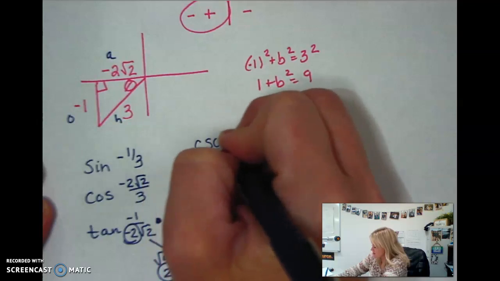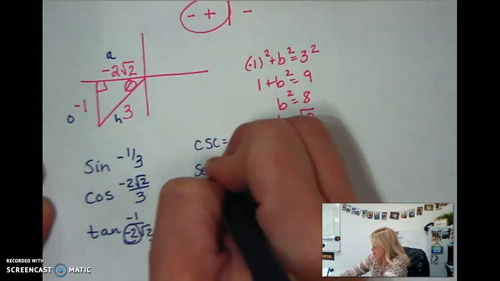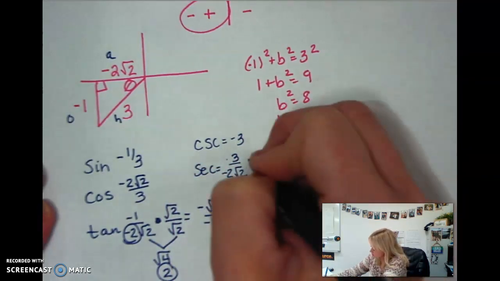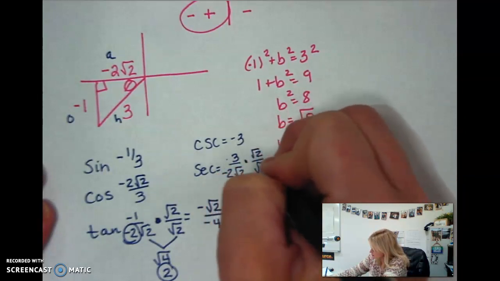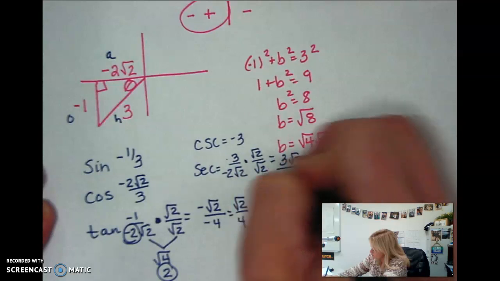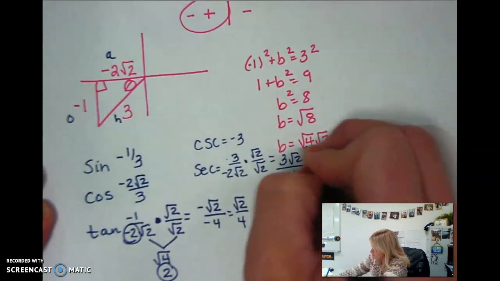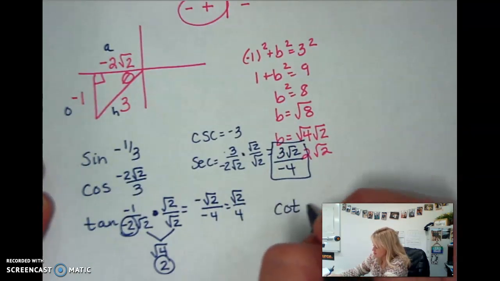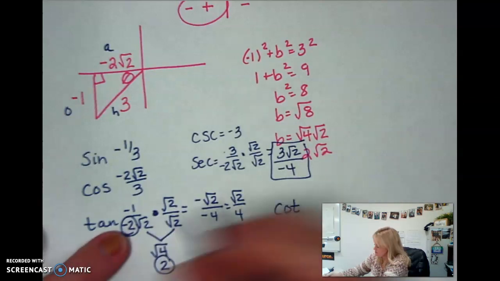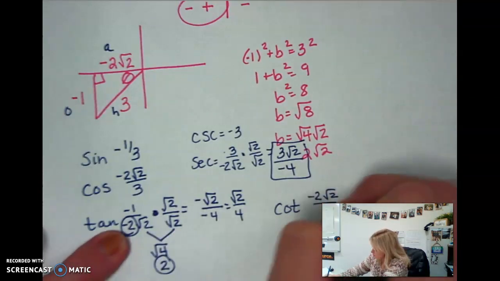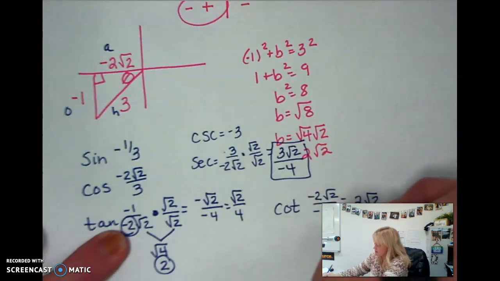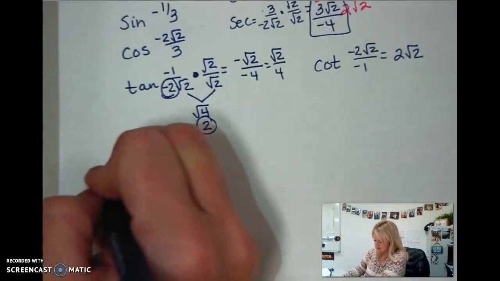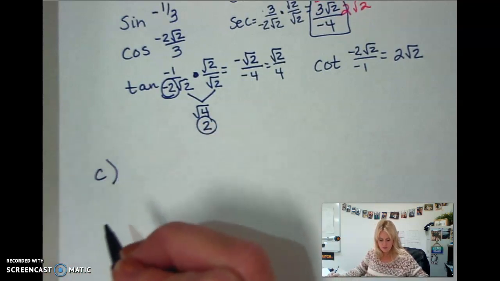The cosecant is negative 3. The secant is 3 over negative 2 square roots of 2. Again, I have to rationalize top and bottom by the square root of 2, and we get 3 square roots of 2 over negative 4. I am not going to flip this one for cotangent because then I'll have to rationalize again. So I'm going to go back to this one, which was negative 2 square roots of 2 over negative 1, and a negative divided by a negative is positive. Okay. So try this one on your own, and then we will move forward.